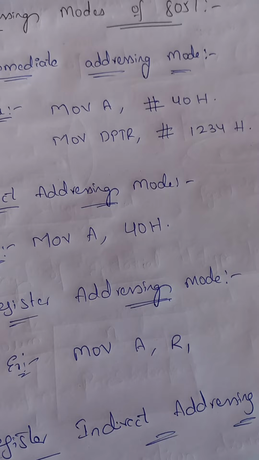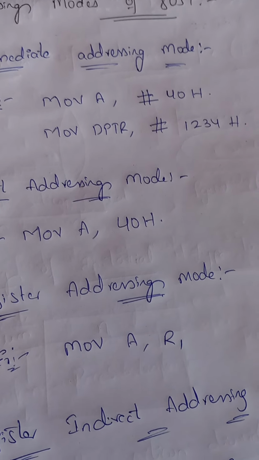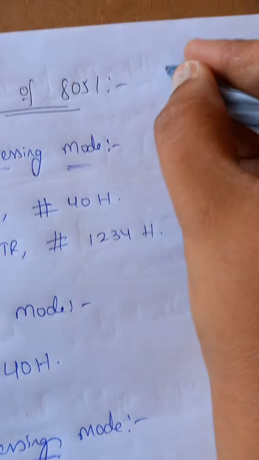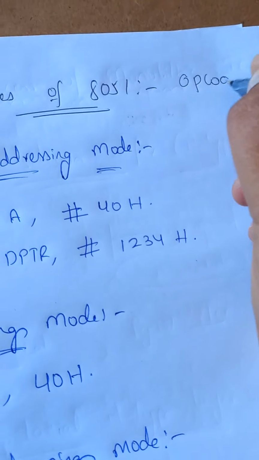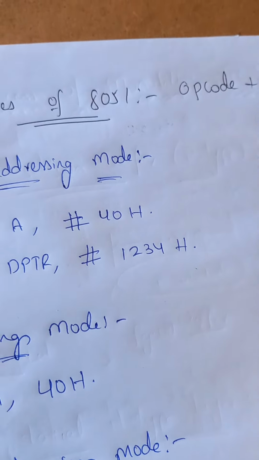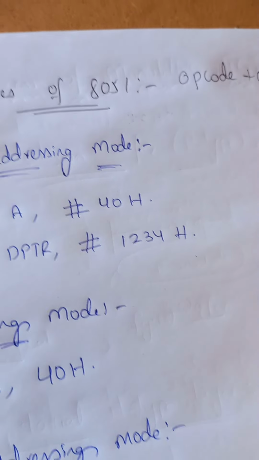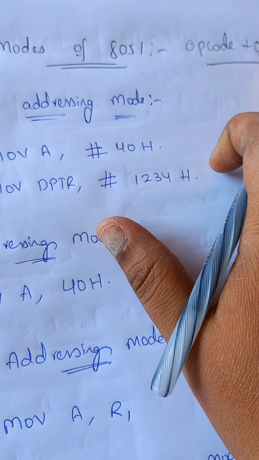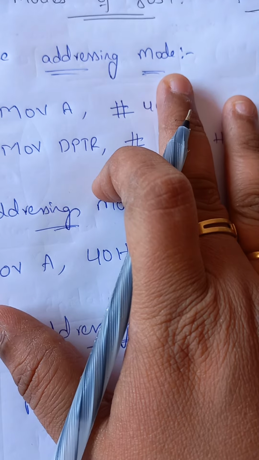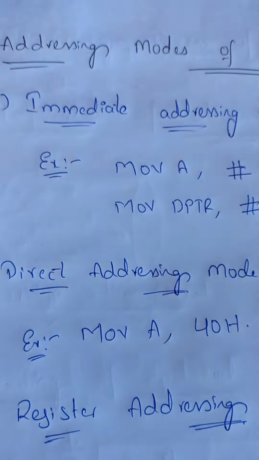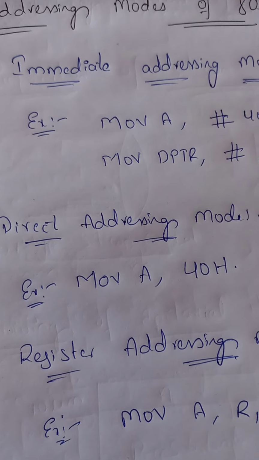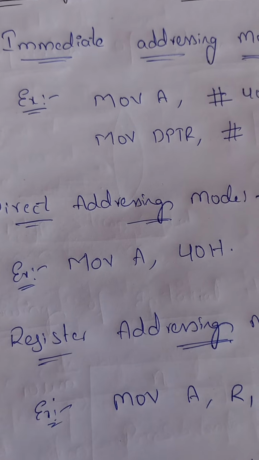In that regard, in the instruction format we will have the opcode plus the operand. The way of representing these operands within the instruction set is known as the addressing mode. That means how we are going to represent those operands. So there comes the concept of addressing modes.